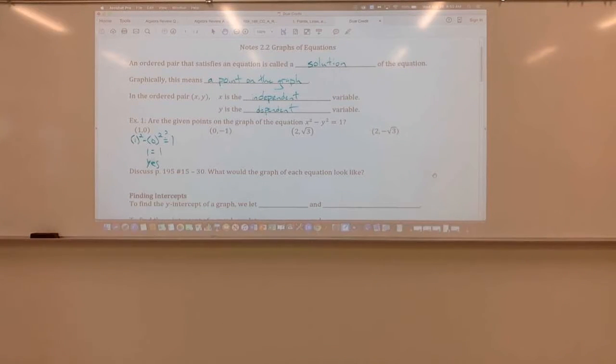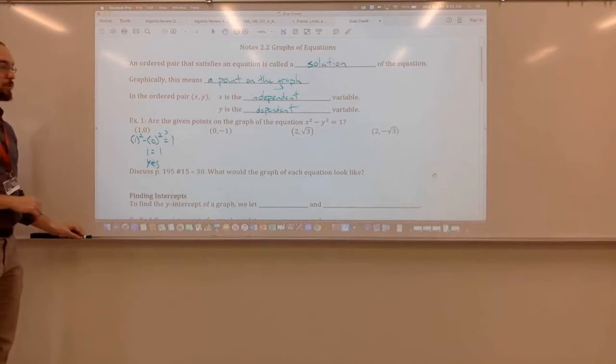Take a minute and try the next three. See if those 3 coordinate points are on x squared minus y squared equals 1.